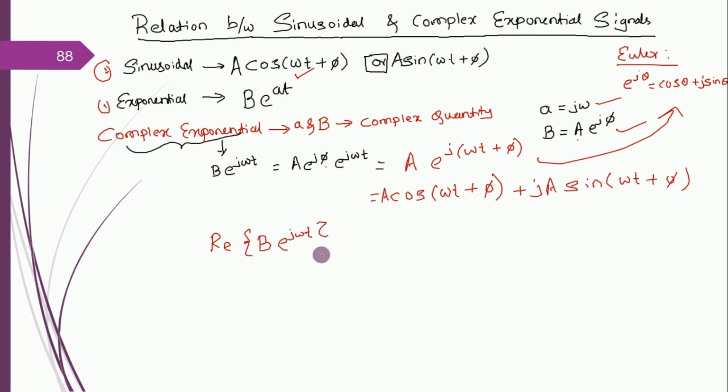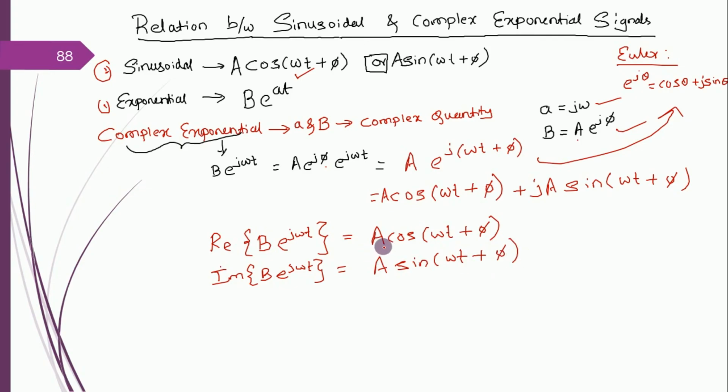So here, what is the real part of the exponential signal that we discussed? The real part is A cos of omega t plus phi. And the imaginary part is A sin of omega t plus phi. That's why, students, I said that in general we use cos for representing the real part, and sin for representing the imaginary part. That's why we go with only cos whenever we are talking in general.